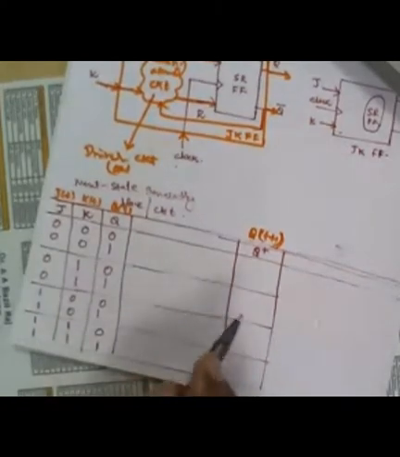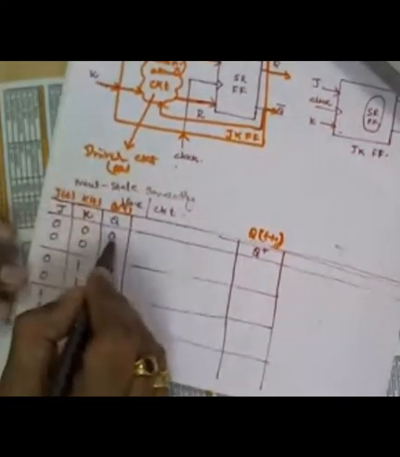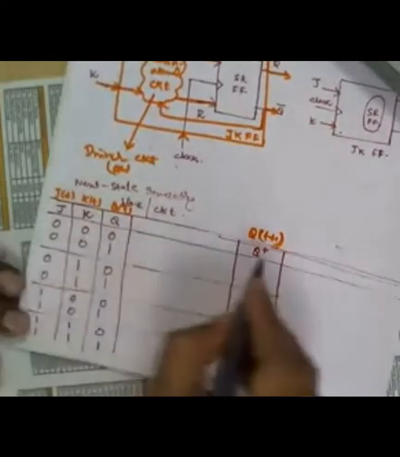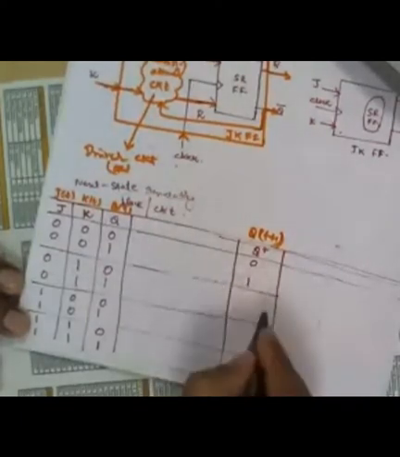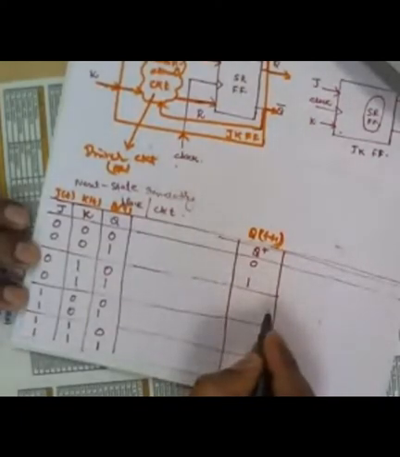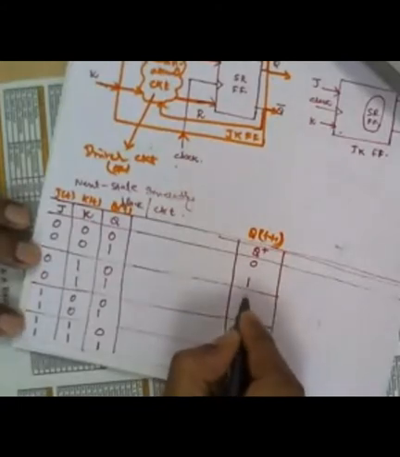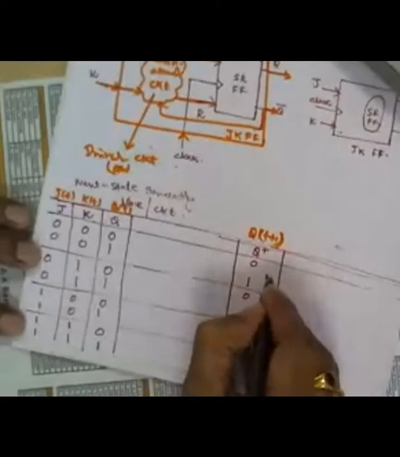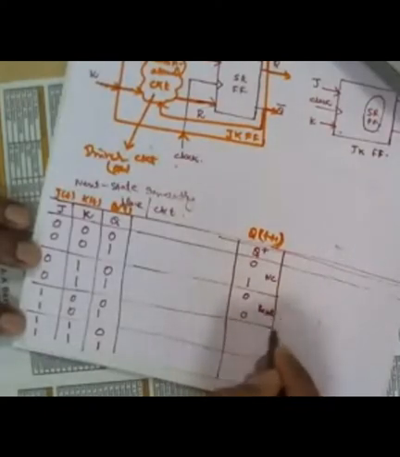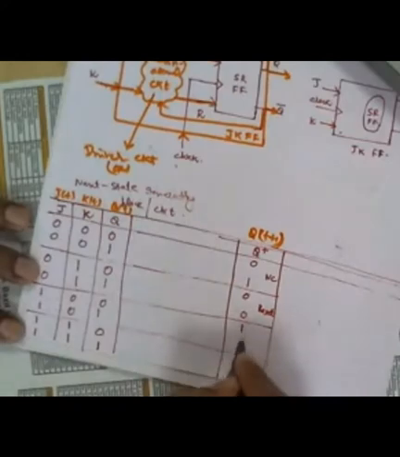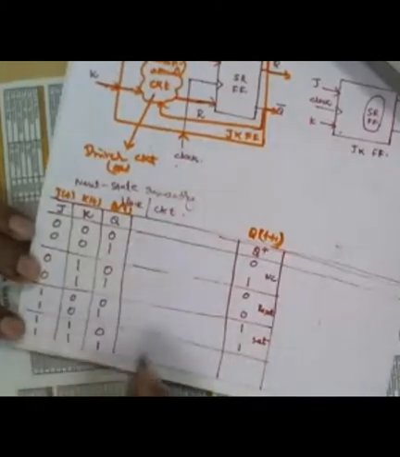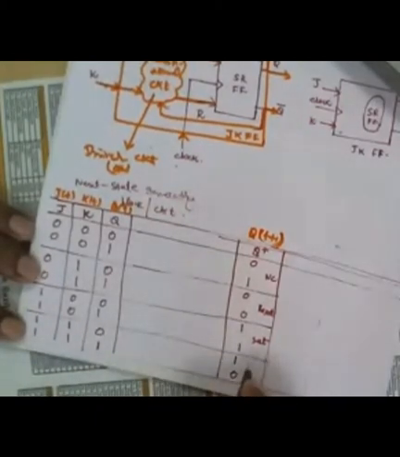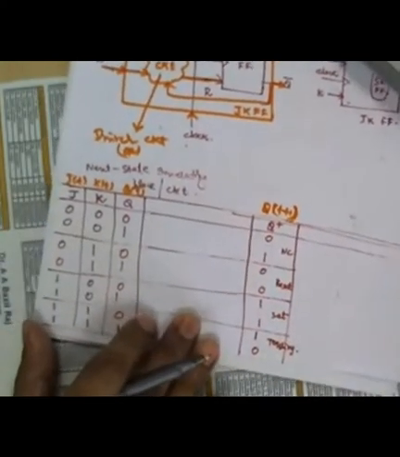You tell me, if 0 0 0 is the condition, the present state, if I apply the clock, what will be Q plus? 0. Hold. So 1 here. Then 0 1 0 means what will be Q plus? Reset. So 0 0 means no change. This is reset. Then 1 0 0 means set. 1 1 0 means toggling. So therefore here 1, here 0. Toggling.